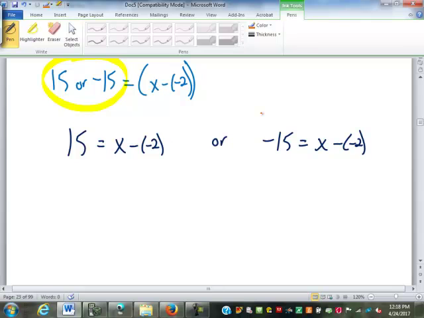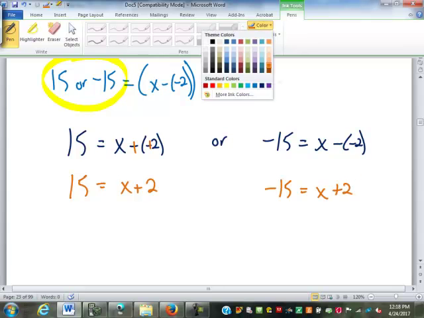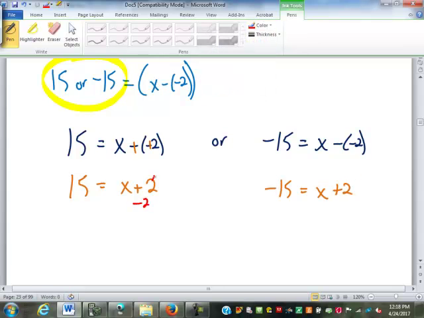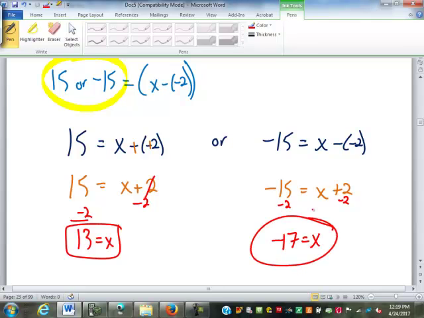Now to make this a little simpler on myself, I'm going to rewrite this. x minus a negative 2 is x plus 2. I'll do the same over here. x minus a negative 2 is x plus 2. And I will solve by subtracting 2. So 13 equals x is one possible solution. Subtracting 2 over here, negative 17 equals x. So those are my two possible solutions.